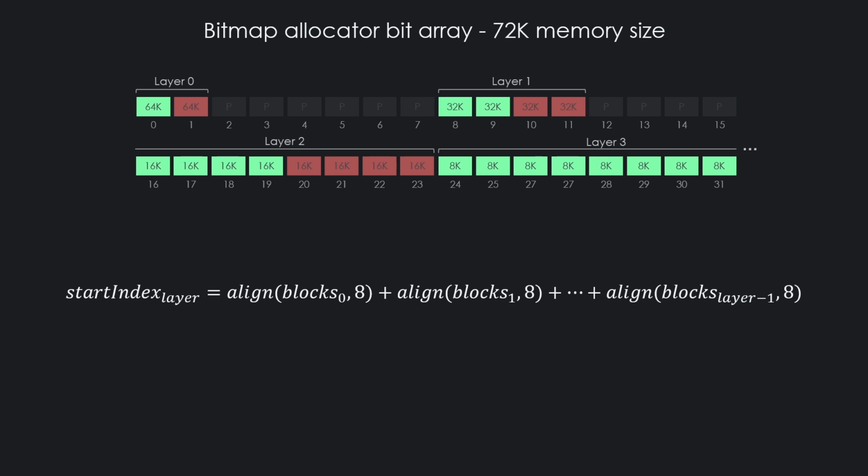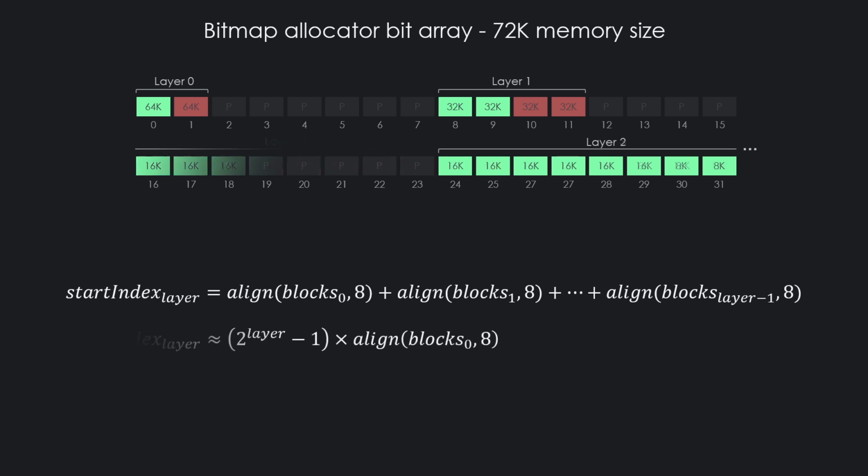What we can do is to calculate a loose approximation. The important part is that we don't get any overlapping layers, so to be safe, this approximation should give a slightly larger number. What we could do would be to divide the number of blocks on layer 0 by 8, rounding up, and then multiplying by 2 to the power of layer minus 1.